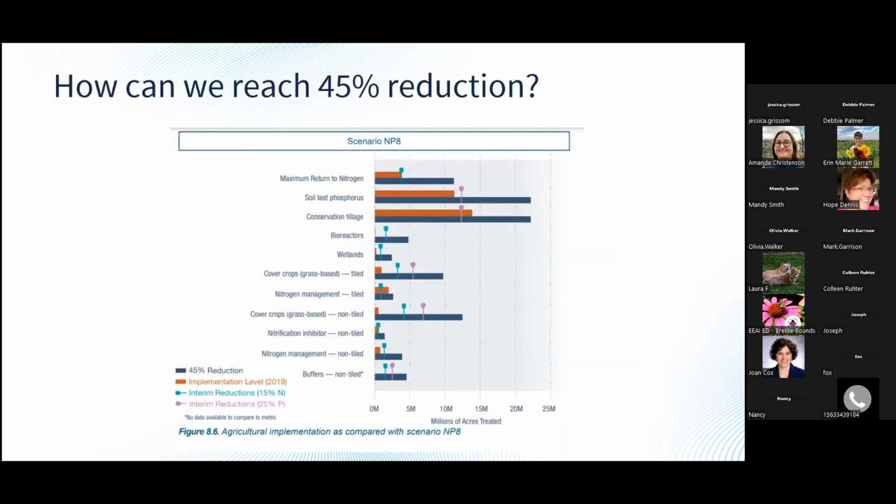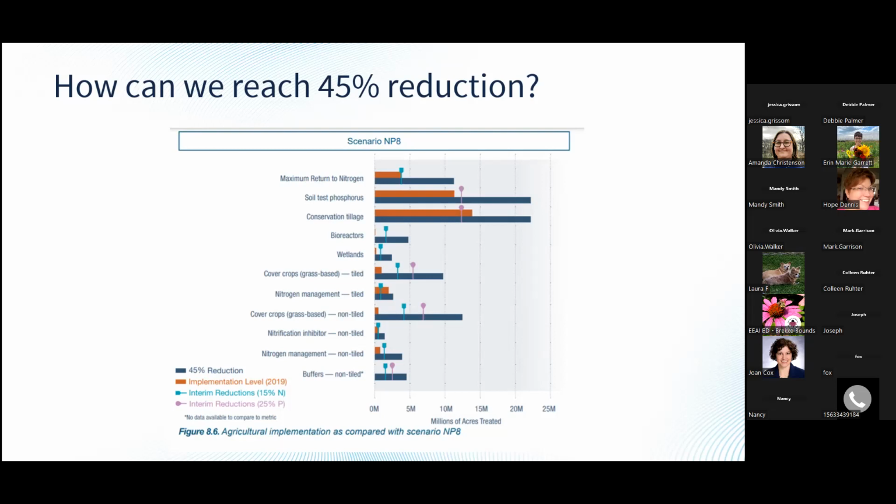Since the NLRS was put together and published, they've created different scenarios or different ways that we might be able to reach our goals for nutrient loss. This is just one of the scenarios that's been put together as a way that we can reach our 45% reduction in both nitrogen and phosphorus. I pulled this particular one from the 2021 biennial report. The navy bar that you see on the graph is the implementation level needed to reach our 45% reduction for each one of those practices.